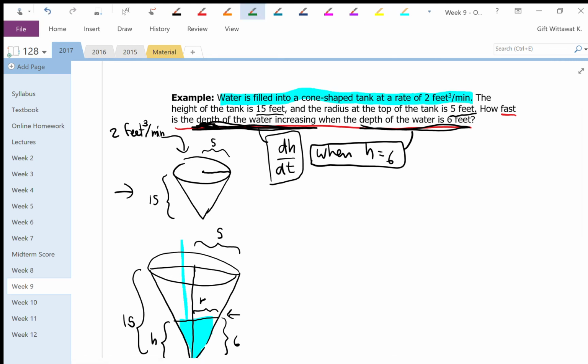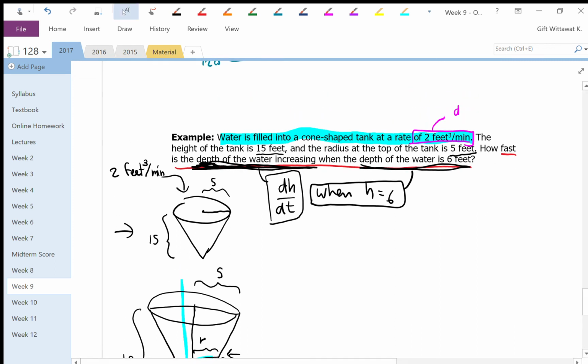Water is being filled into the tank at the rate of 2 cubic feet per minute. So what does that really mean? That means the volume of the water in the tank is changing. So this 2 cubic feet per minute is actually the rate of change of the volume. The question is actually giving me dV/dt. So that means the rate of change of the volume over time is going to be 2, because that just means I pour 2 cubic feet of water into the tank each minute.